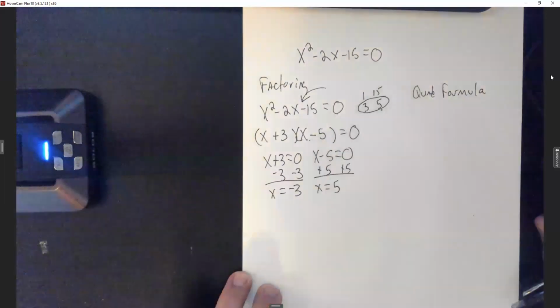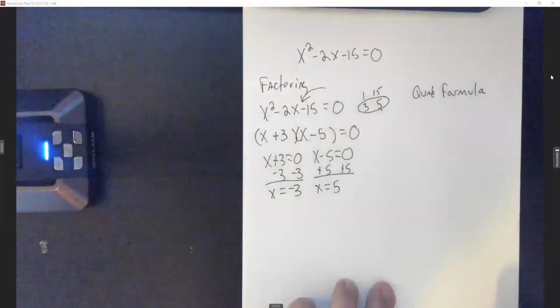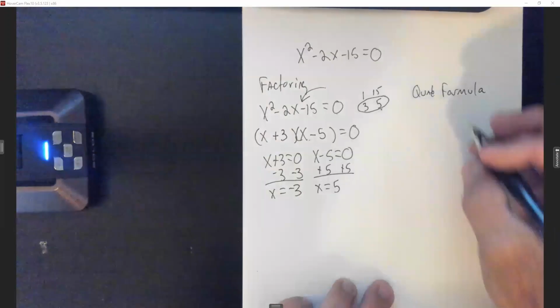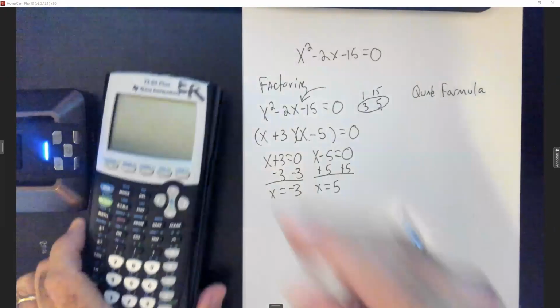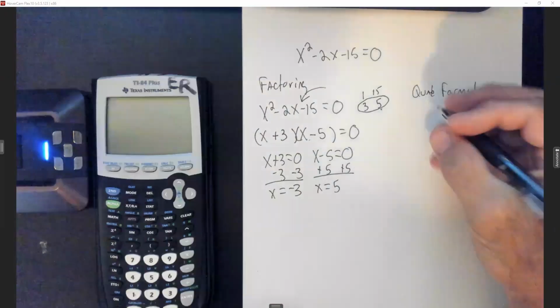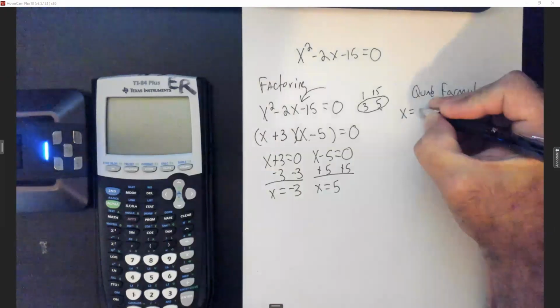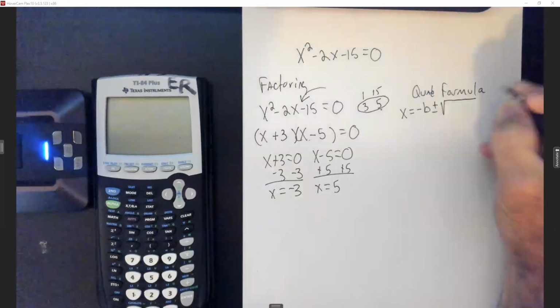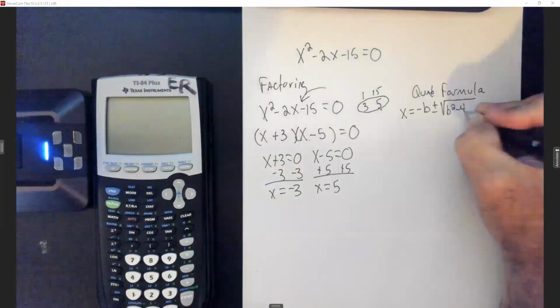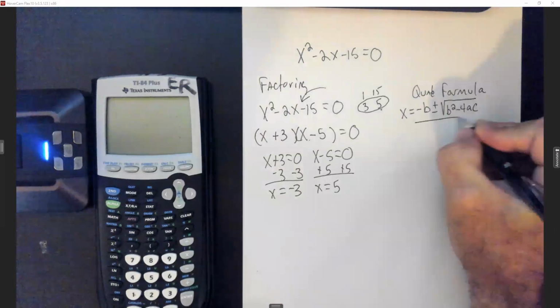So that was one way to solve it. So in a second, we'll go put in our -3 and our 5. But what I wanted to do was use the quadratic formula with y'all, because it's a tricky formula. So the quadratic formula is x equals -b plus or minus the square root of b squared minus 4ac. All of that is over 2 times a.